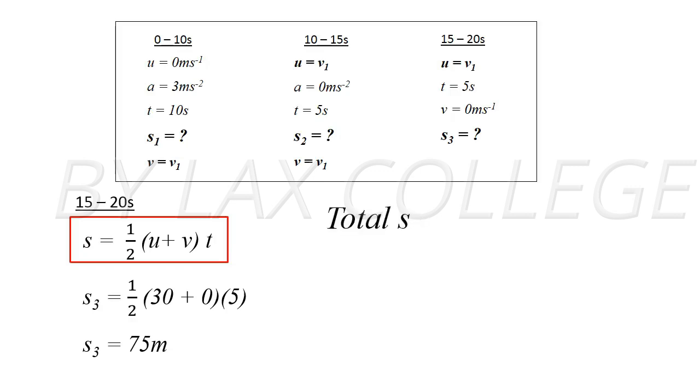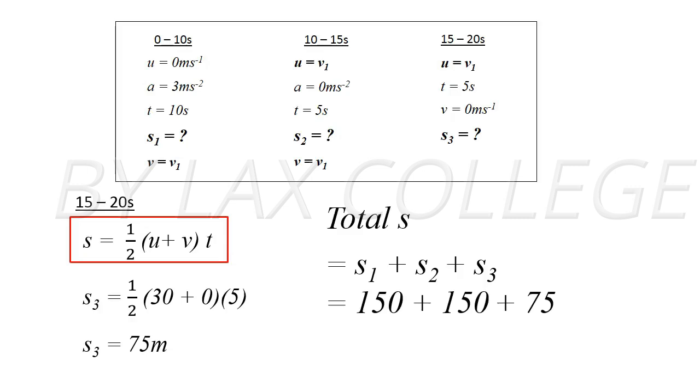So the total displacement traveled between these 3 stages will be S1 plus S2 plus S3, which equals 150 plus 150 plus 75. So you can get the final answer, 375. So that's all for linear motion.